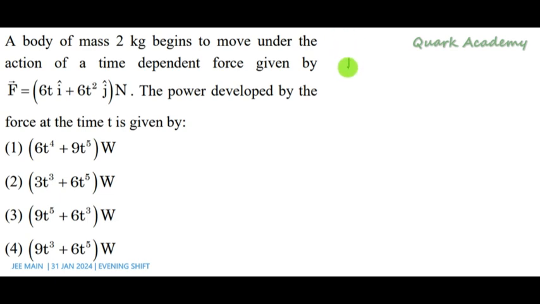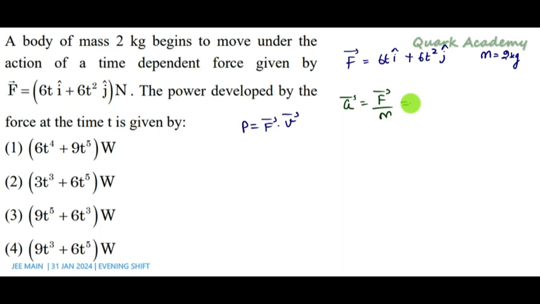Time-dependent force F is acting on an object having mass 2 kg. So this force vector is written as 6t i cap plus 6t squared j cap and mass is 2 kg. We need to find the power developed by this force. So power can be written as force times velocity. The force is given, we need to find the velocity. So with force, we can find the acceleration. Acceleration is nothing but force by mass. So here mass is 2 kg. So if I divide, I will get 3t i cap plus 3t squared j cap.